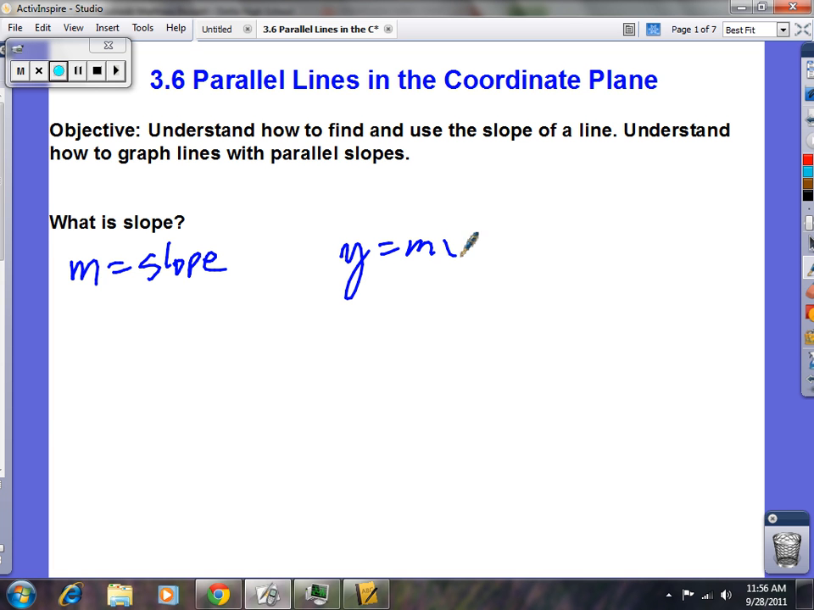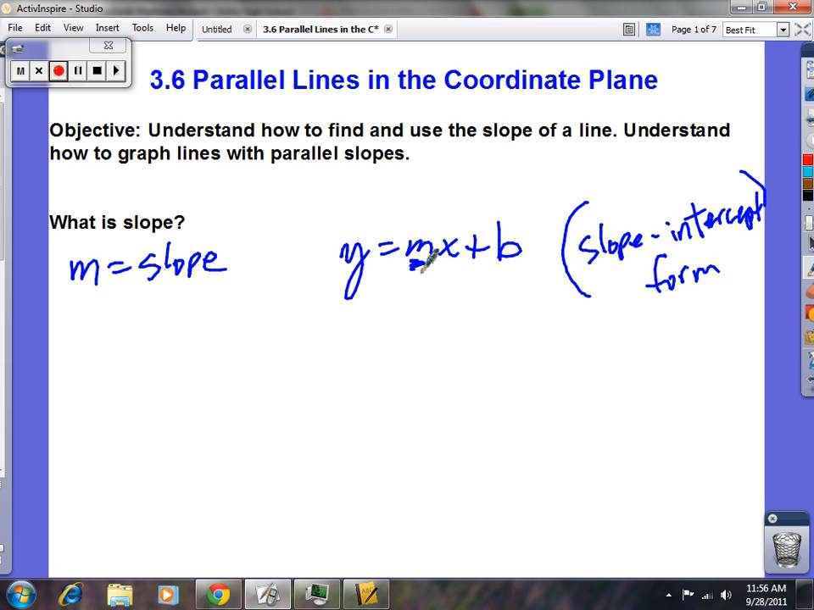Y equals mx plus b. Write this down. Okay, this is slope-intercept form. Write that down. You gotta know it. Veronica, y equals mx plus b. That's slope-intercept form. Write it down. Okay, the M right here, that is your slope. The M is always times x. It's always the number touching x multiplied to x.